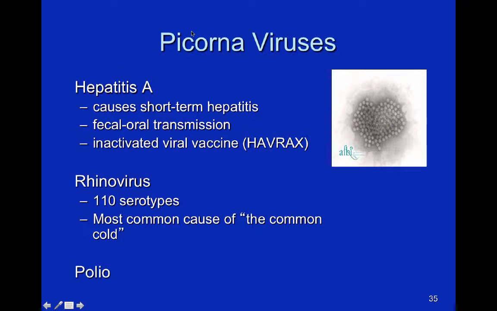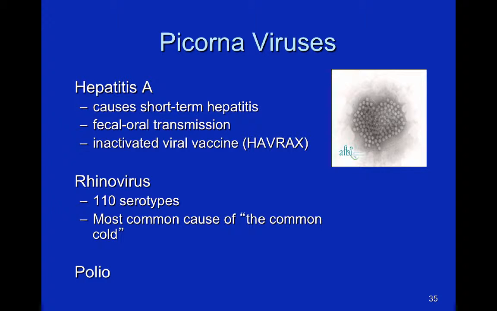On to picornaviruses. This literally translates to small RNA. Hep A is one that falls within this family. It causes the most acute form of hepatitis, and this is characterized by a fecal-oral transmission route. There is an inactivated viral vaccine called Havrix, but typically we don't see any long-term sequelae or cancer from it. So it's more of an acute disease.